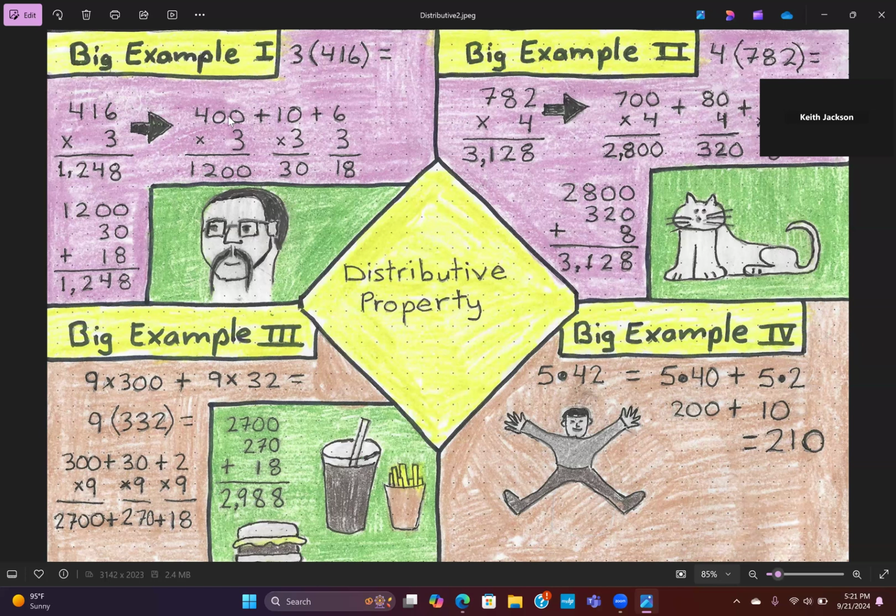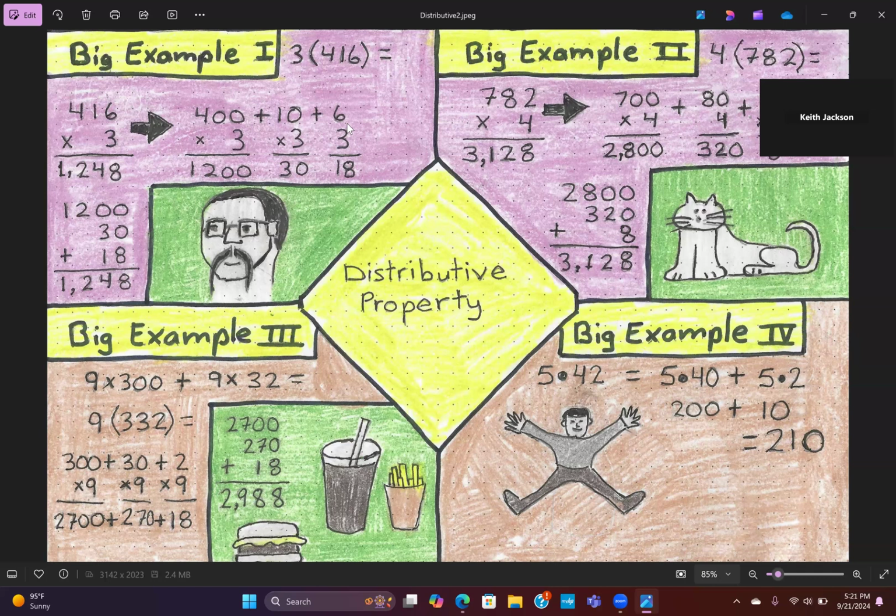So 3 times 400 will give us 1,200, and we know that 10 times 3 will give us 30, and 6 times 3 will give us 18. We just add the three numbers together, because that's why we have the plus signs here, just to let us know that we add these numbers at the bottom. We add these three products and arrive at 1,248, just like we did when we utilized the standard algorithm. It is okay to use this method. It may take you a few seconds longer, but why not? If you arrive at the right answer, it's the right answer.